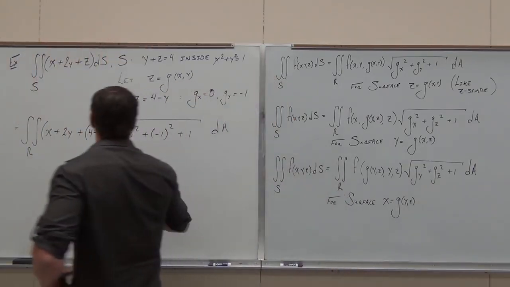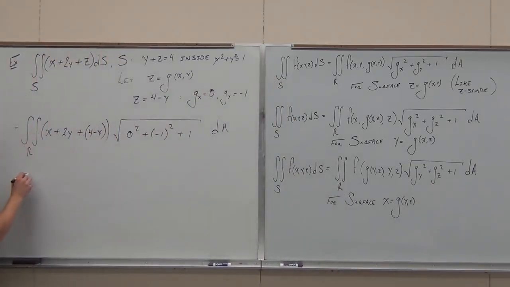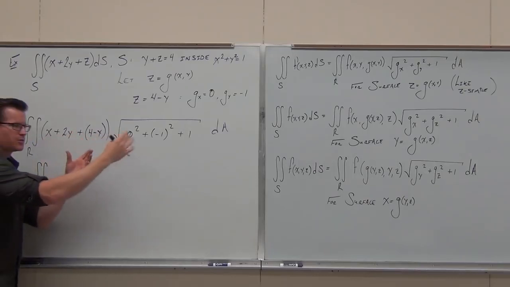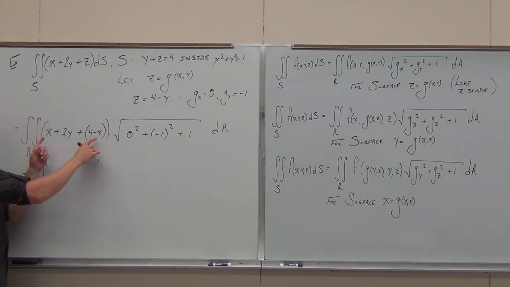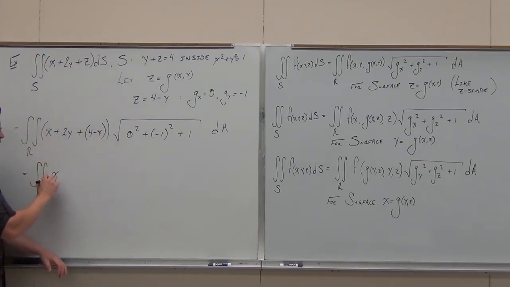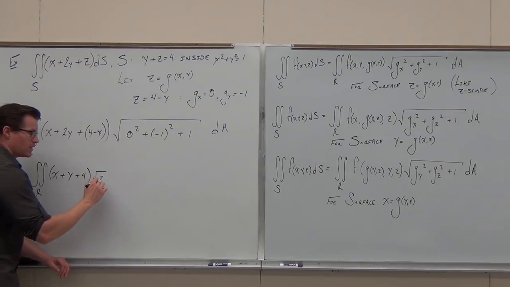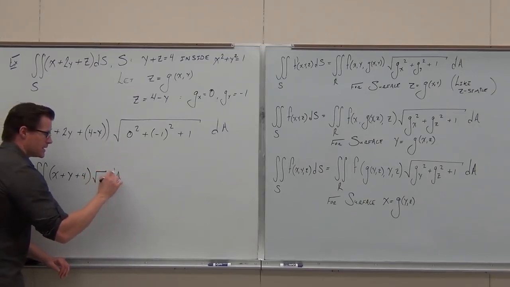Okay, so let's clean it up just a little bit. Combine like terms, you know this from basic calculus. Combine like terms before you do any integration at all, ever. So here we have x plus y plus 4, and then we got this square root of 2 hanging on, dA.